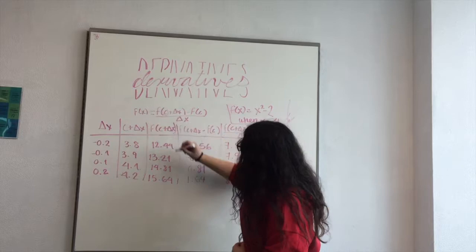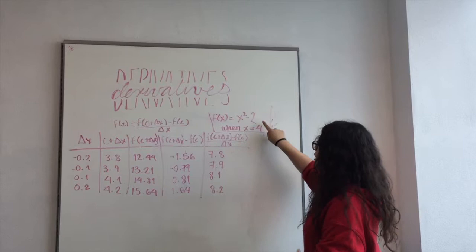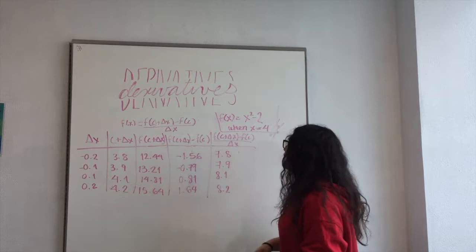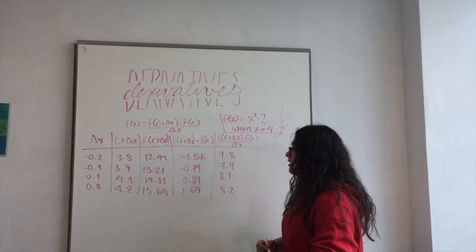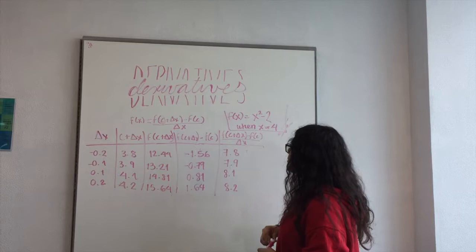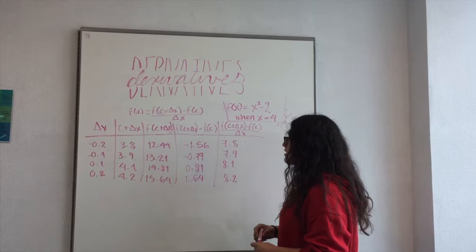You need to subtract the values we got here minus the value of 4 into the function, which gives you 14. For the first one, it's going to be 12.44 minus 14, which gives you minus 1.56. You're going to do the same procedure for all the values. Then you're going to take these values and divide them by the value you have in here. For the first one, you're going to take minus 1.56 divided by minus 0.2, and it gives you 7.8.